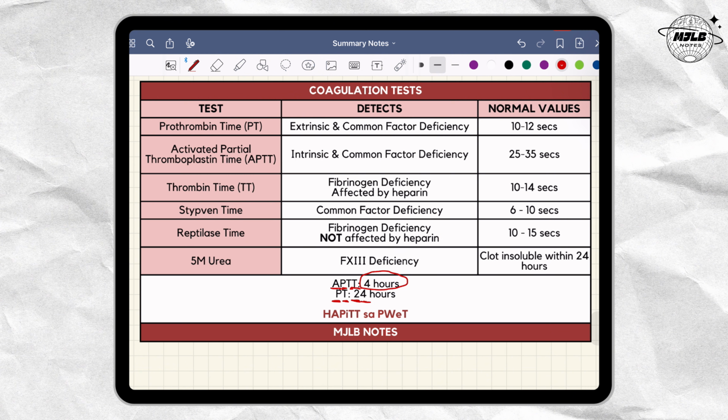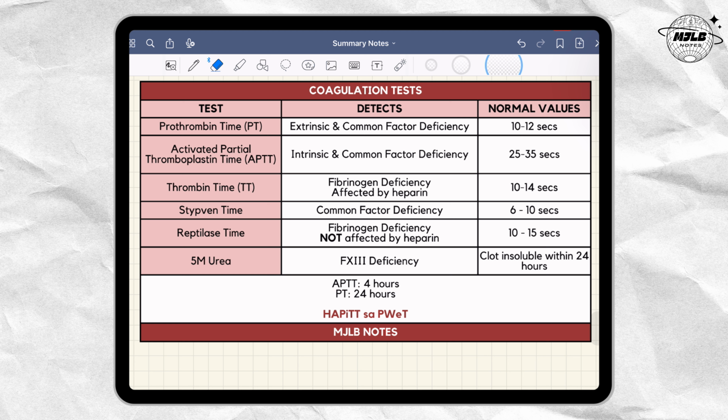And also take note for the normal values naman. So we have mentioned kanina, 10 to 12 si prothrombin time. Mas onti yung letters, diba? PT, 2 letters lang siya. Your APTT, longer letters or more letters. So mas mahaba din yung normal value niya. So around times 2 siya. Hindi naman exactly, but around. So that would be your 25 to 35 seconds.